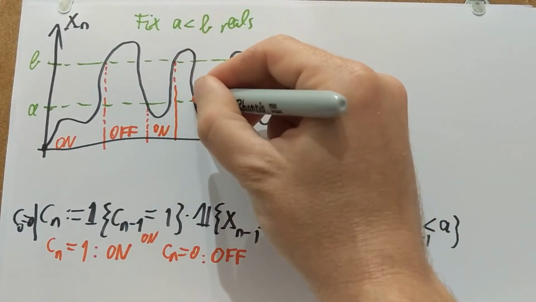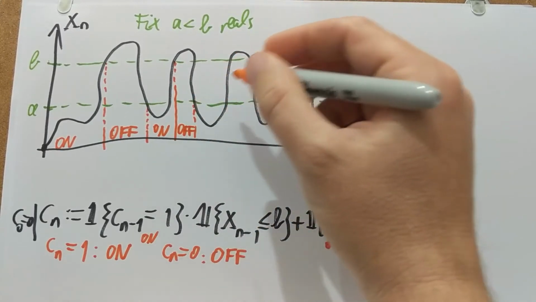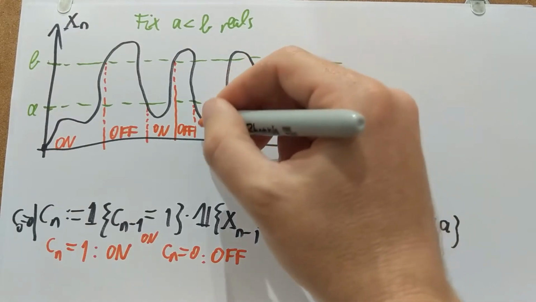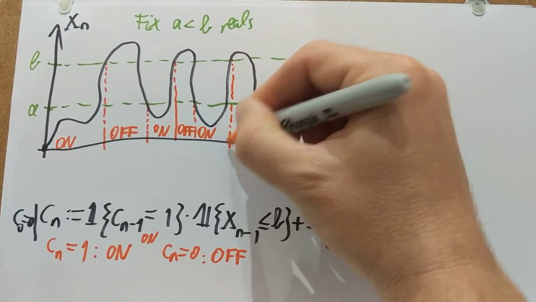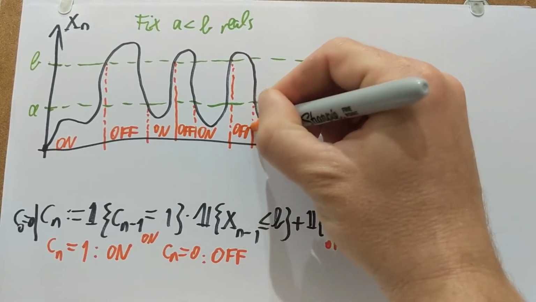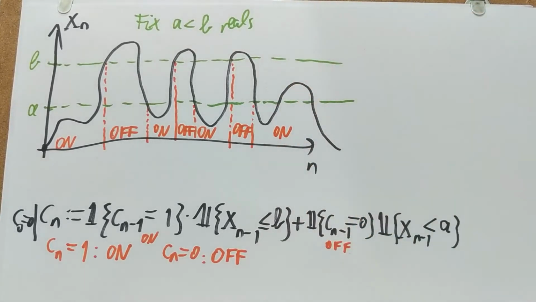And this is how it goes on. So it's on until it comes back down below a, and it turns itself back on at this point, and it's on until it goes above b, and then it's off again, turns itself back on, and in this picture, at least until we see it, it's never turning off again because it's not going up above b. Okay, so that's what this on-off process does.